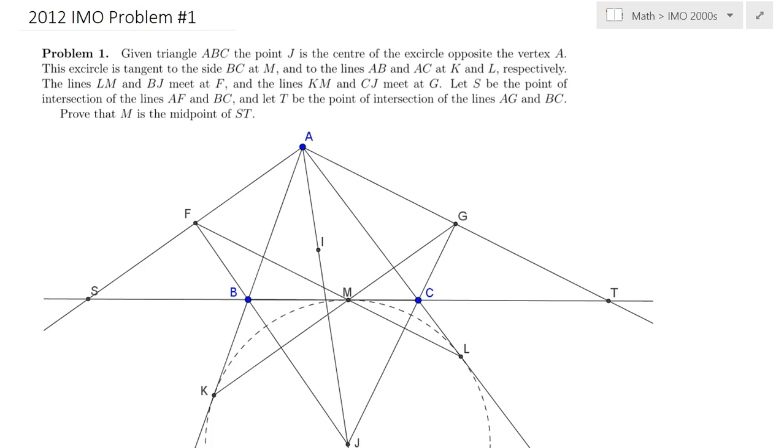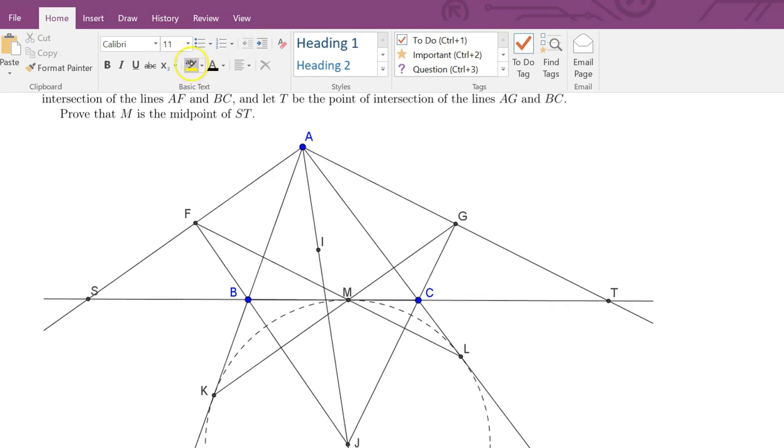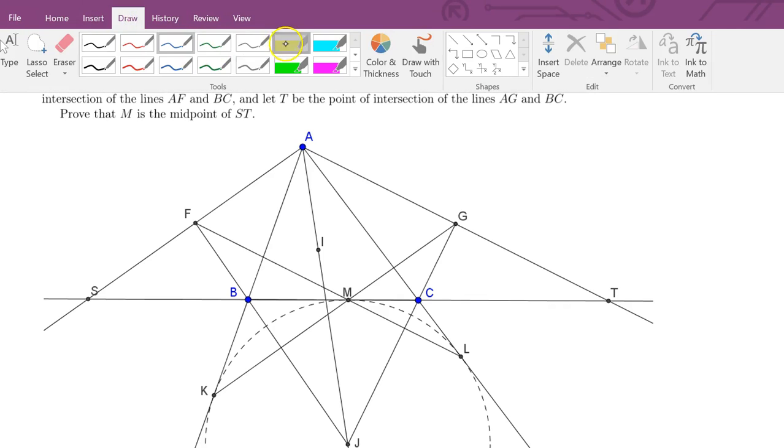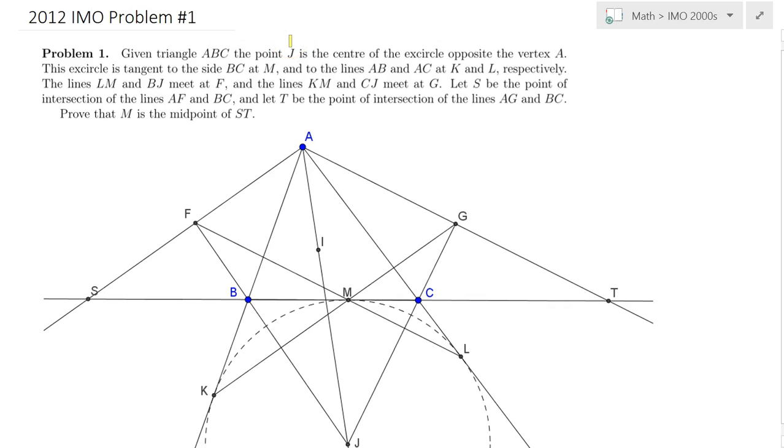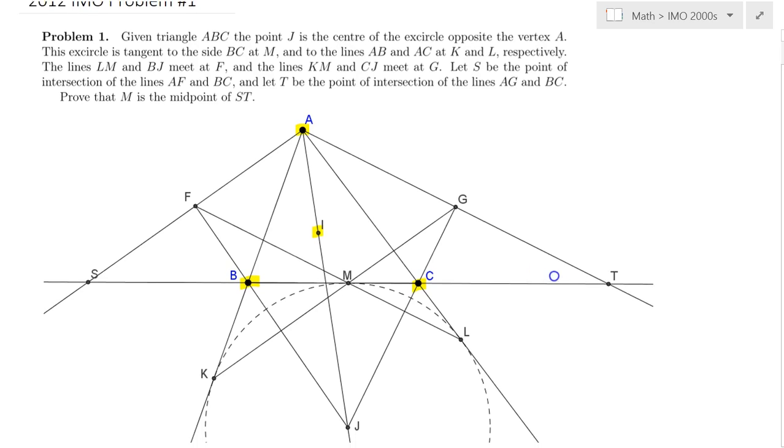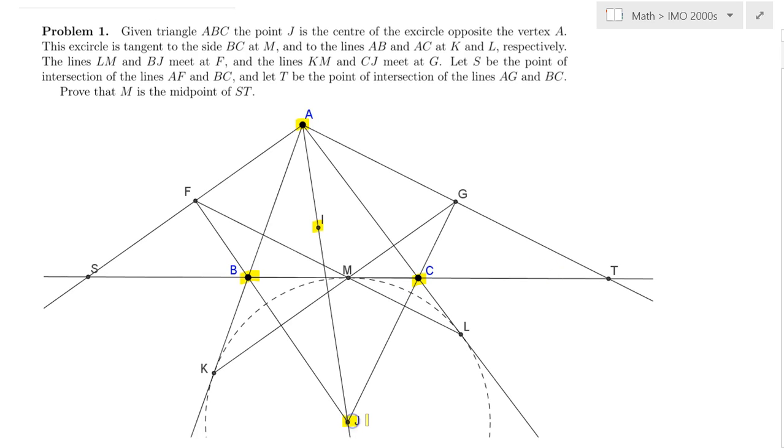Hello everybody, in this lecture we will be solving 2012 IMO problem number 1. Here is a view of this problem as well as a simple sketch. We're given a triangle ABC with incenter I and excenter J. Recall that J should lie on the ray AI, the angle bisector of angle BAC.